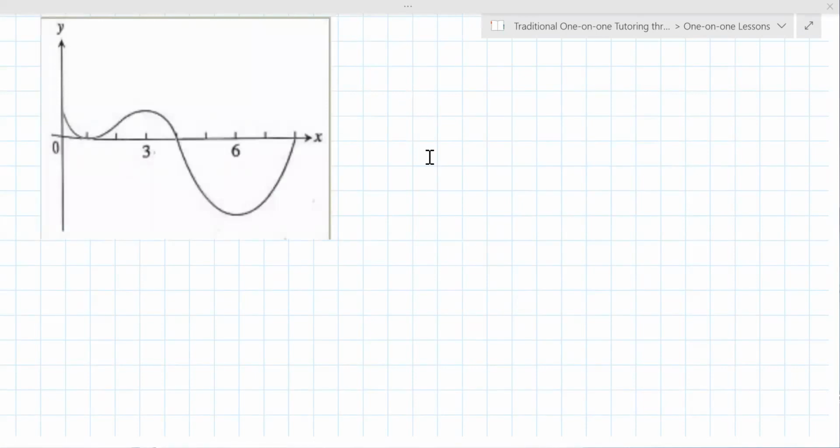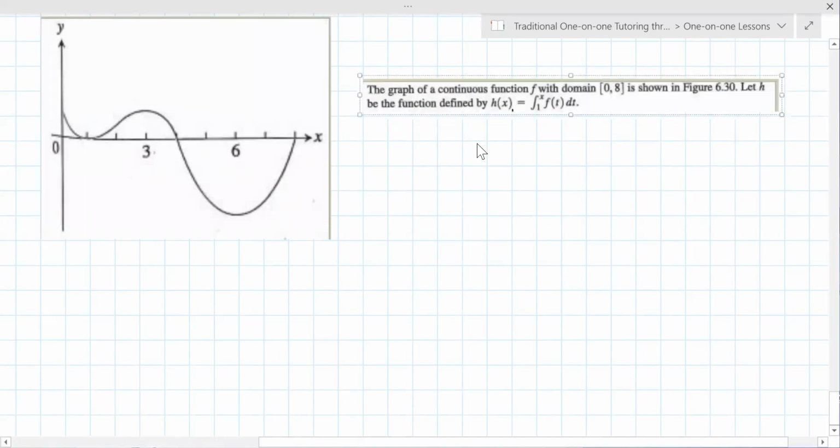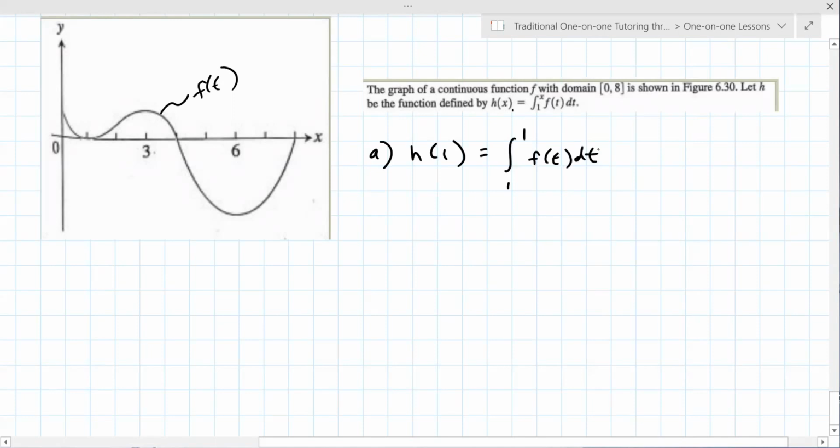This is given in every problem. They're saying h of x is the integral from 1 to x of f of t dt. So they're going to give you a value of x, like h of 1 in your first problem, and then you put 1 into the integral. And this right here is f of t, this graph. Part A is to find h of 1, which means put 1 in there. So integral from 1 to 1 of f of t dt.